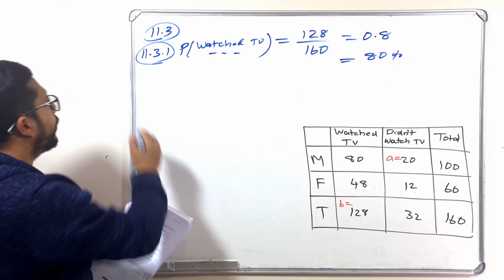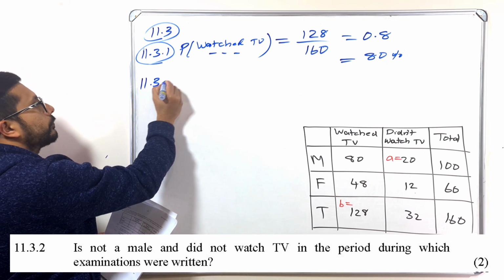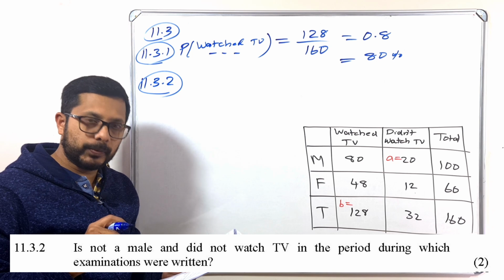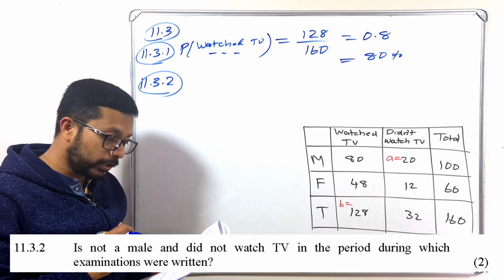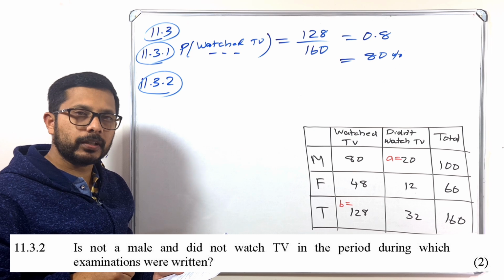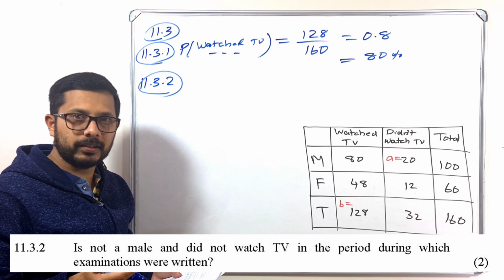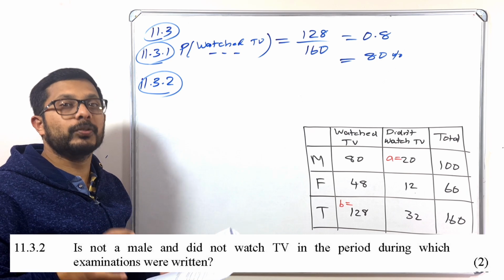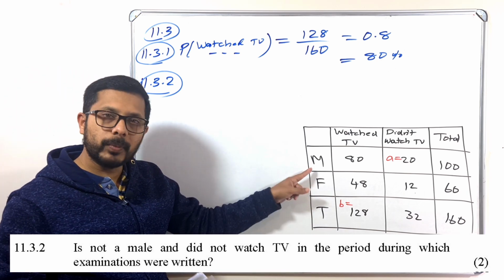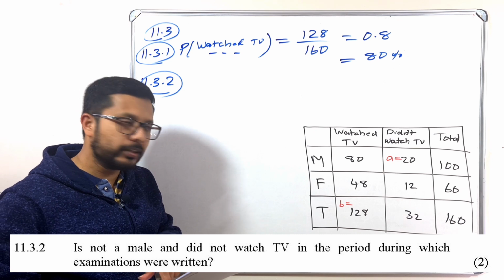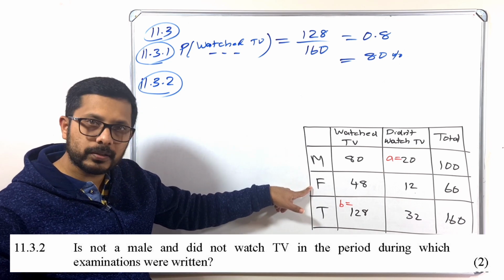Then 11.3.2. What is that question? You have to find the probability. Then read that one. Not a male. Not a male means what? It's a female. Am I right? We are not talking about mixed gender. So here only two genders, male or female. Here it is written not a male, and not a male means of course it is female.